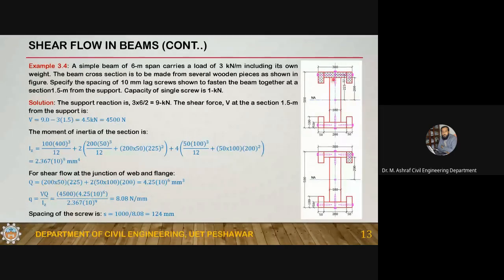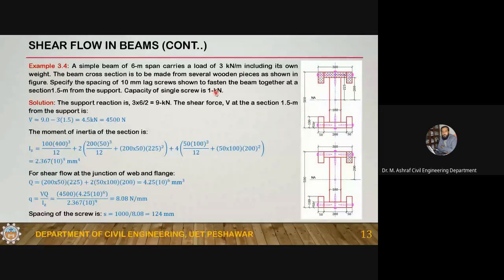So Q is equal to, you have this one shaded portion, which is 200 into 50 into 225, and this shaded portion, 2 into 50 into 100 into 200. So this will give you 4.25 into 10 to the power 6 millimeter cube. Now the shear flow at this location, VQ by Iz, so V is 4,500, Q is 4.25 into 10 to the power 6, and I is 2.36 into 10 to the power 9. So this will give you 8.08 Newton per millimeter. So this is the shear flow at this location.